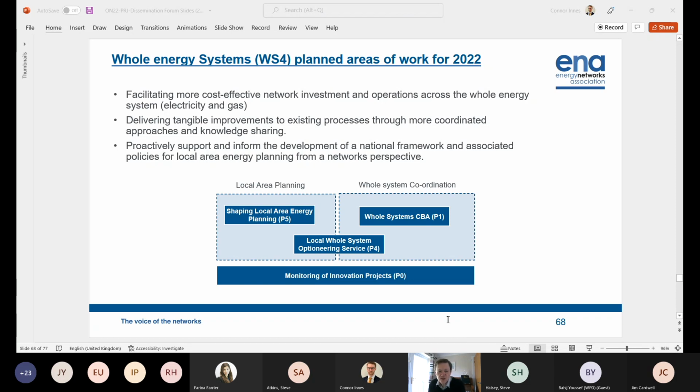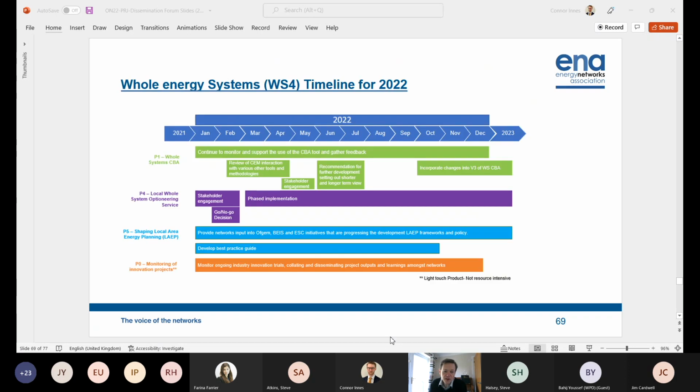So we just move across to the next slide. We've got the timeline of the activities we're looking to do in 2022, and this is probably the point where I'll provide a bit more context around what each of the products are. So on the whole system CBA, this is a product that was implemented in December 2020. It effectively provides an open and accessible cost-benefit analysis tool that is used by both gas and electricity sectors to understand the most efficient solution to a particular system need.